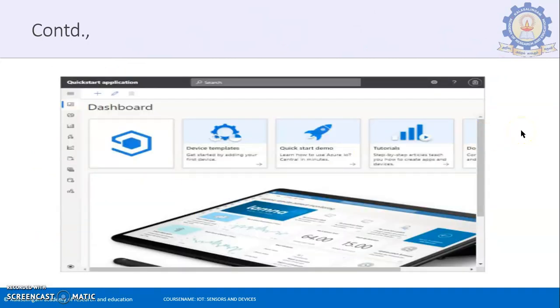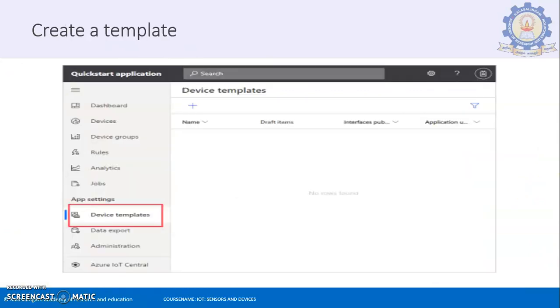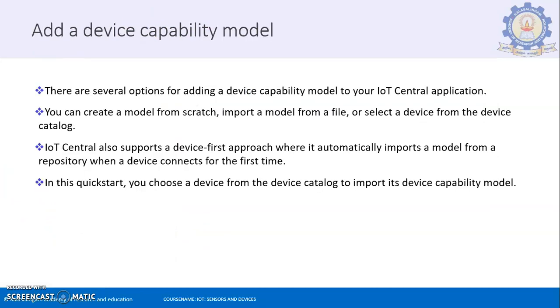So this is your particular app that is being created, and after that, you'll have to modify it according to your particular requirement. This is a particular screenshot for that. Now you go into the device template over here. To create a particular template, you click this device template. After you click the device template, you will have to do the following things.